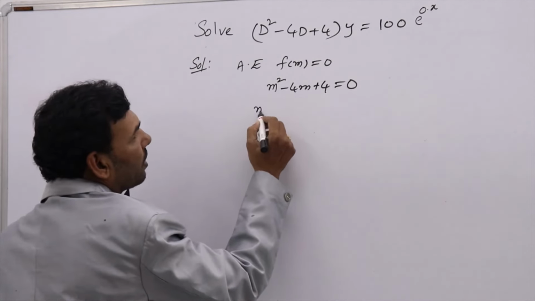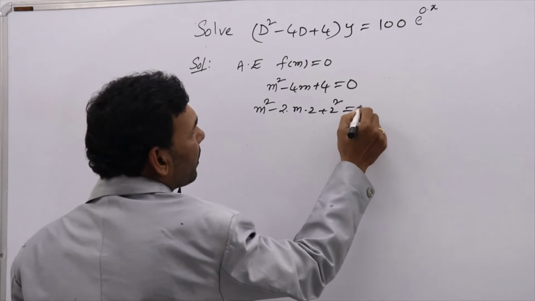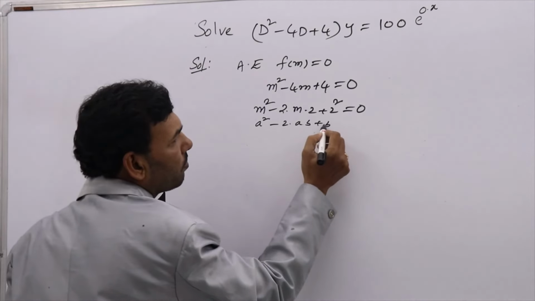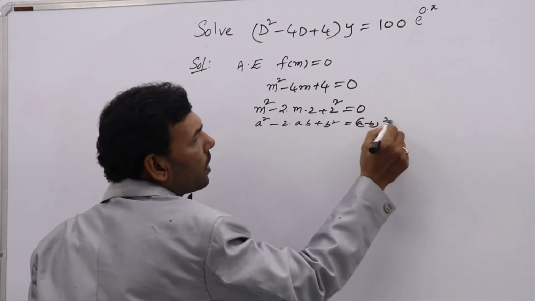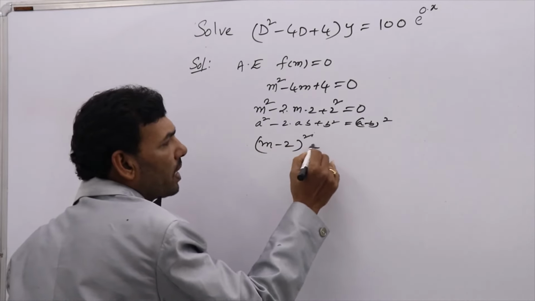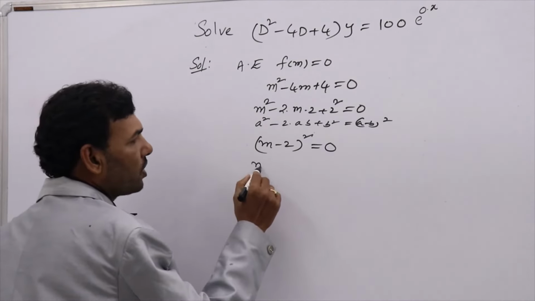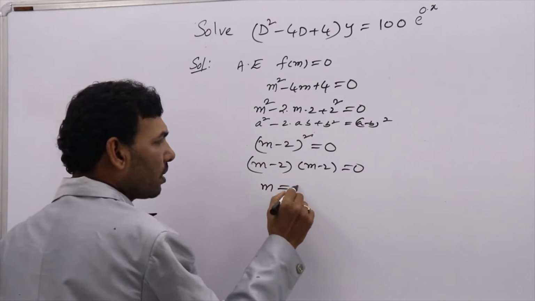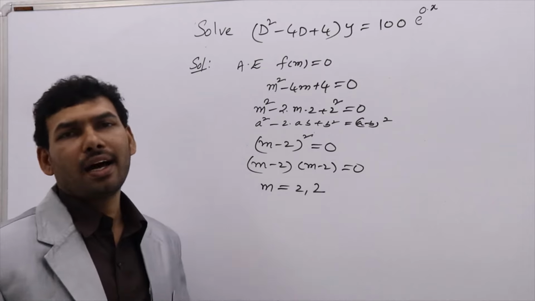Here we will get m square, 4 can be written as 2 into m into 2. This 4 can be written as 2 square. That is, in this form, a square minus 2ab plus b square, which is a minus b whole square. Here a is m, b is 2. So you can write this one like this: m minus 2 whole square equal to 0. Then m values, m minus 2 into m minus 2. So m values are 2, 2. Two roots we get, both are real and equal.